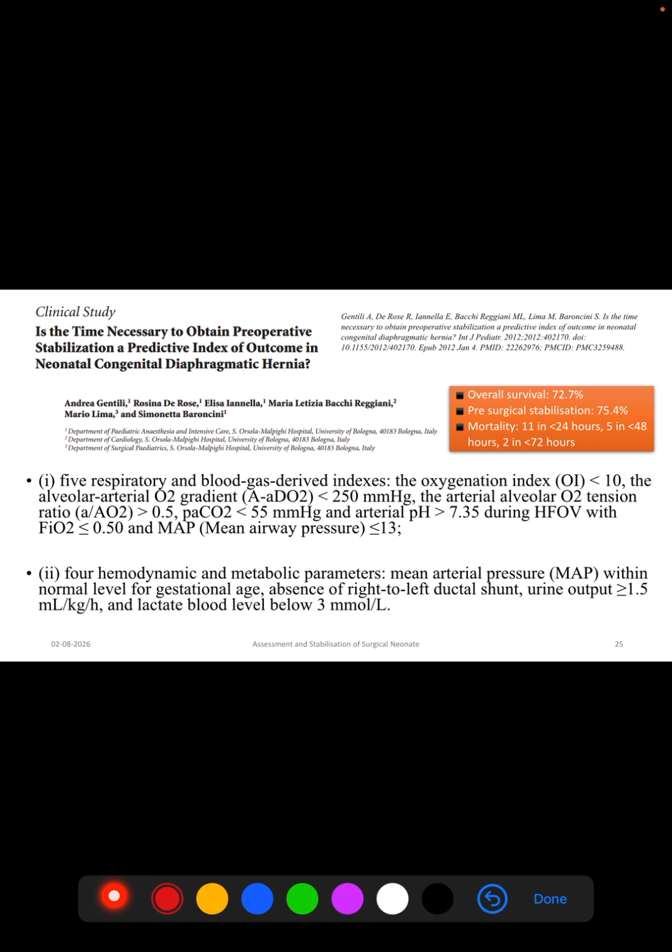So here in this paper, they have discussed the 5 respiratory and blood gas derived indexes and the 4 hemodynamic and metabolic parameters. If you see closely, all these parameters and indexes evolve around the pathophysiology of CDH. Okay, so you can see the oxygen index, the alveolar arterial oxygen gradient, the arterial alveolar O2 tension, then PaCO2. क्योंकि अगर आपका PaCO2 बढ़ा रहेगा, हाइपरकार्बिया वाला स्टेट होगा, तो it will cause vasoconstriction. And the PPHN will like do whatever it wants to do. And mean airway pressure, है ना, कि आपका एल्वेआर को खोले रखने के लिए कितना प्रेशर चाहिए, है ना. फिर हीमोडायनामिक और मेटाबॉलिक पैरामीटर्स.